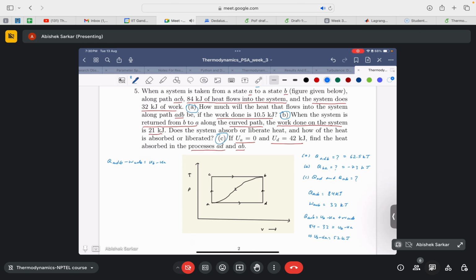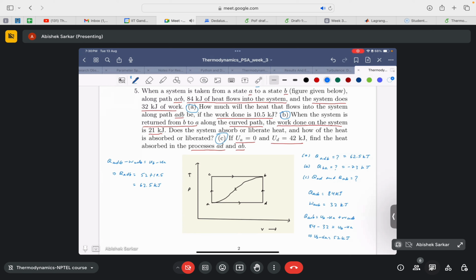Okay, so WADB is 10.5, so you get QADB is equal to UB minus UA, which is 52 plus 10.5, so we'll get 62.5 kilojoule.